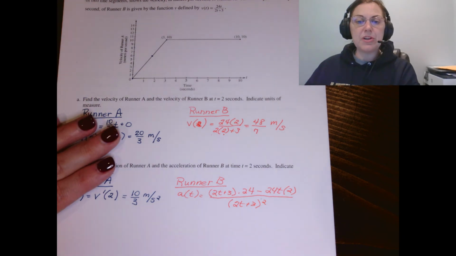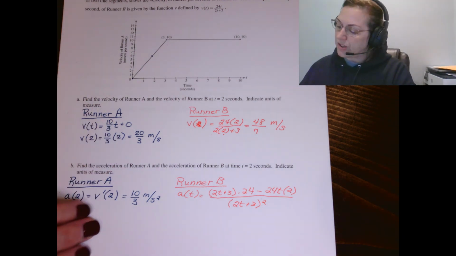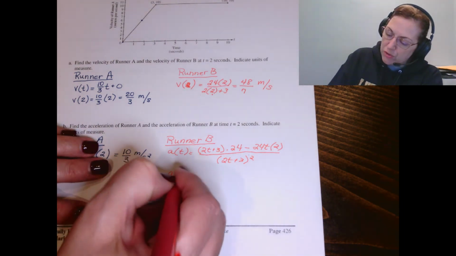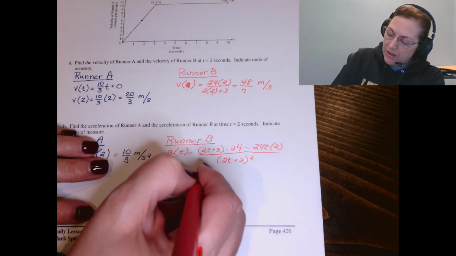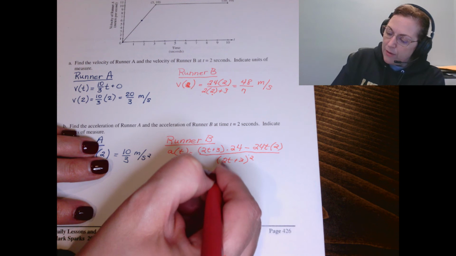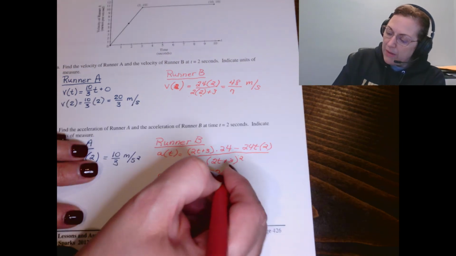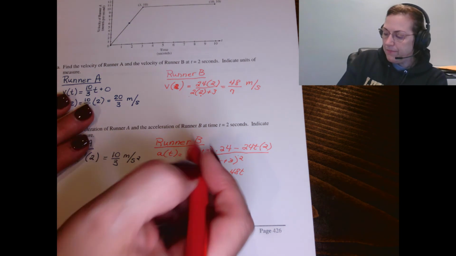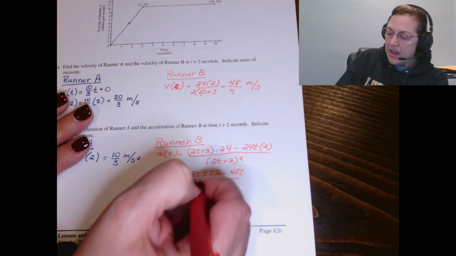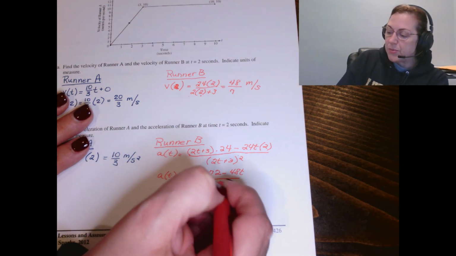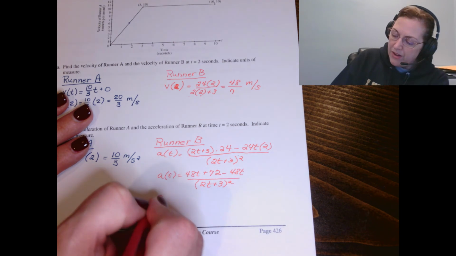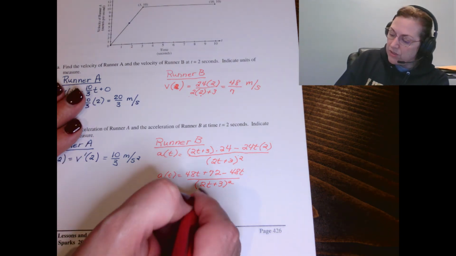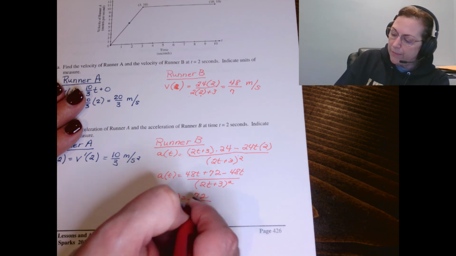Now let's clean it up a little bit because we are going to plug in the value of 2. So we'll distribute the 24. That'll give me 48t plus 72 minus 48t in my numerator. And that's still 2t plus 3 squared in the denominator. So notice your 48t's cancel, giving you 72 in the numerator.